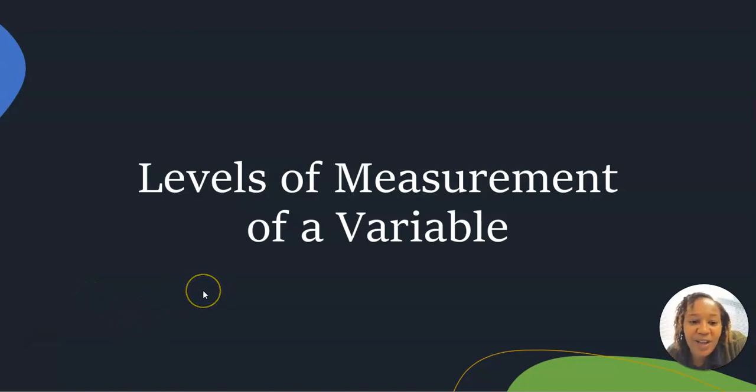In this video, we're going to talk about the different levels of measurement of a variable. So in addition to variables being classified as qualitative and quantitative, or discrete or continuous, we also have different levels of measurement of a variable. All right. And remember that discrete and continuous variables only apply to your quantitative variables.